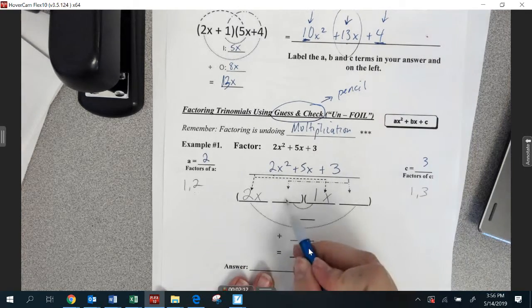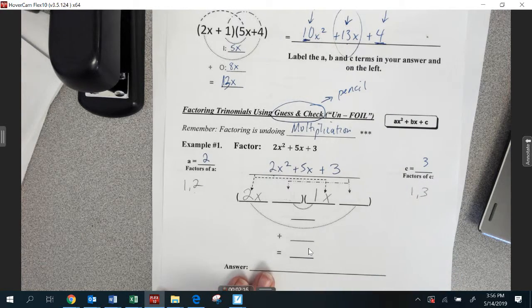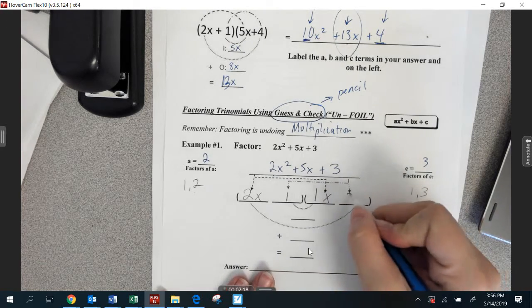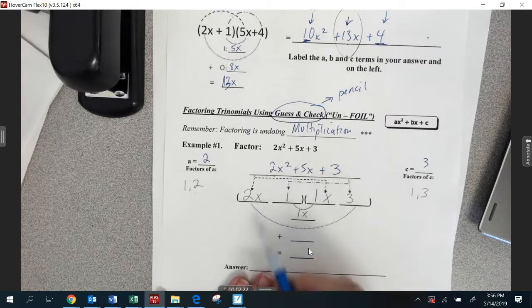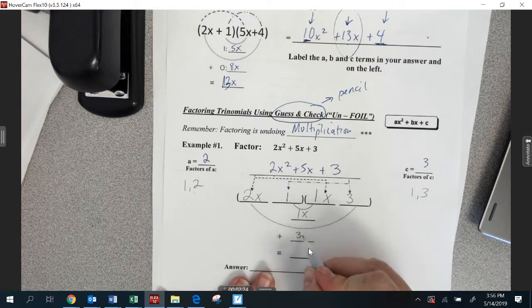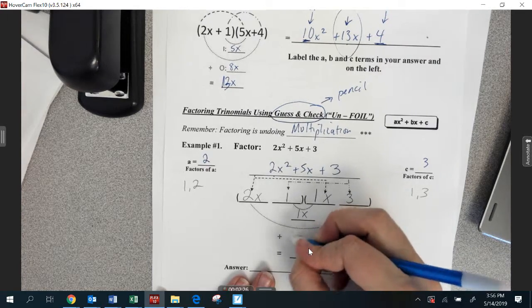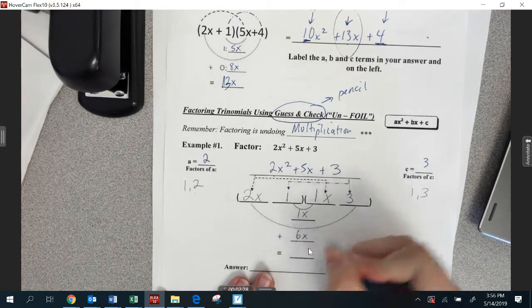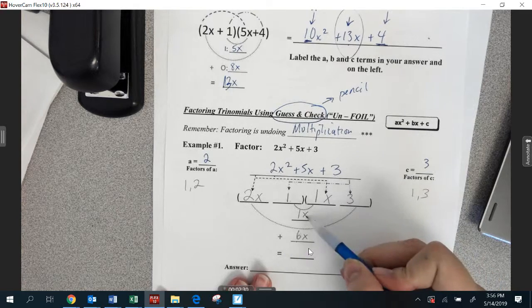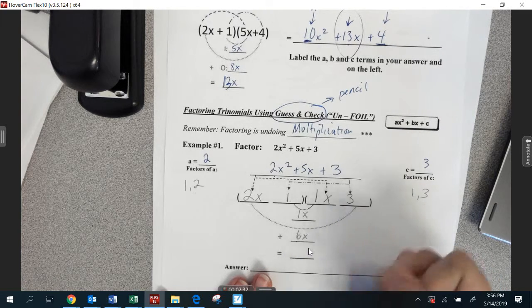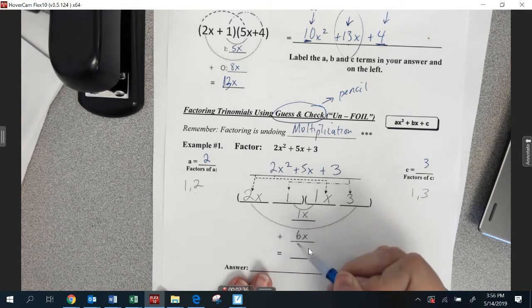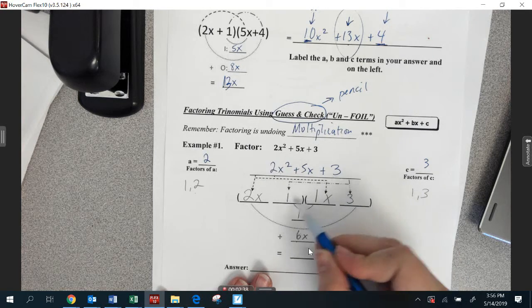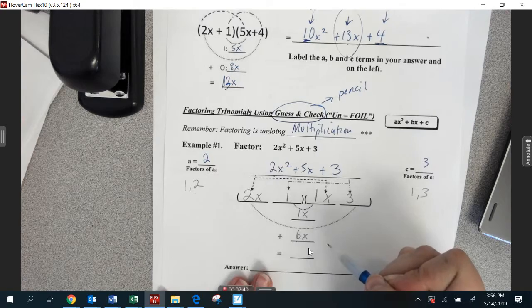Now the question is, should I put 1 here and 3 here, or 3 here and 1 here? Let's say I tried 1 with 3. Well, 1 times 1 is 1x, 2 times 3 is 6x. Now I could make 5 if this were negative. I could make a positive 5. But the problem is, if this were negative, then this would have to be a negative 1, which would make this a negative 3. That's not what I want.